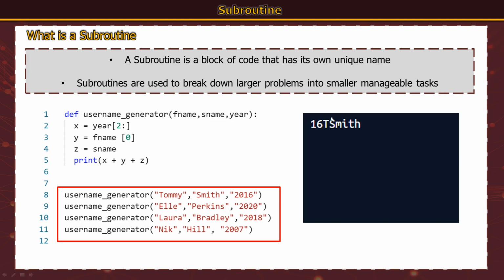When I run that I get 16 T Smith. If I was to run line 9, it would call again the subroutine user_generate and it would pass in Ellie Perkins 2020, and you can see it generates Ellie's username, and it would do the same for Laura Bradley and the same for Nick Hill.